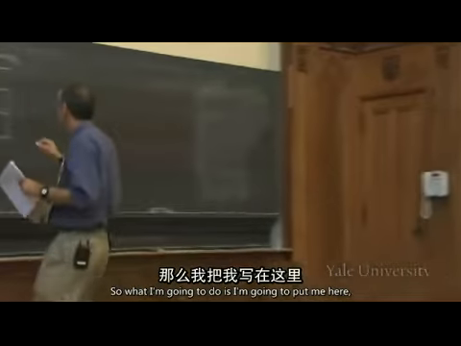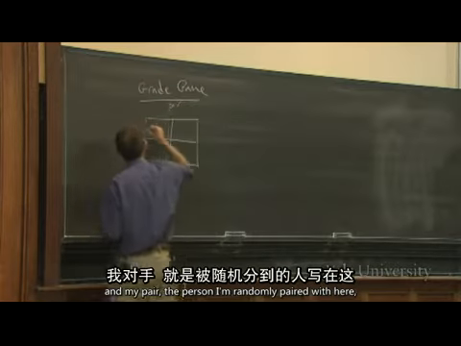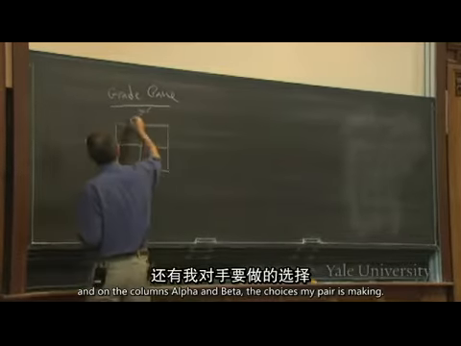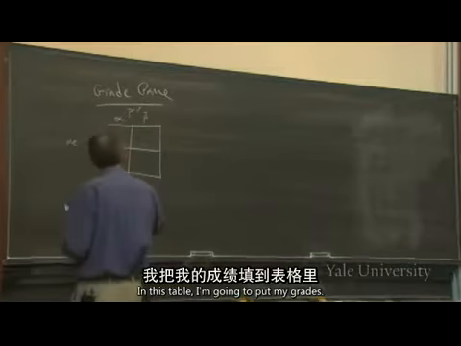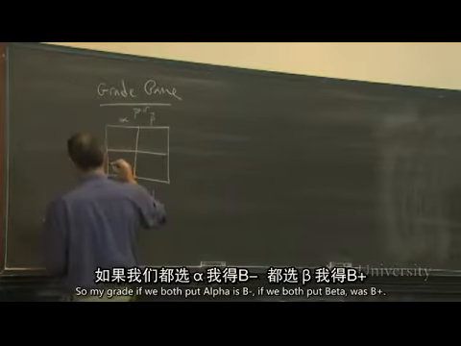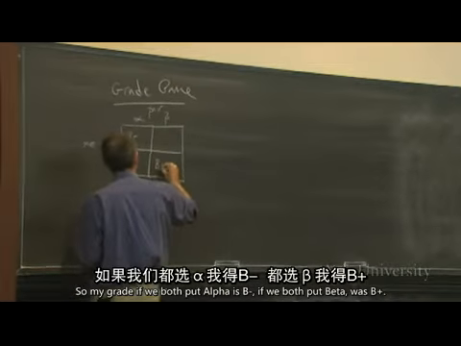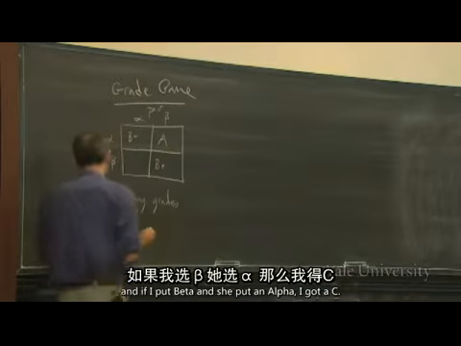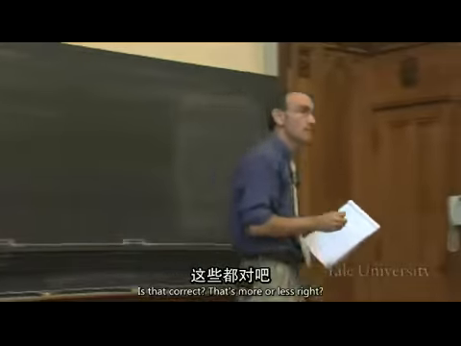Okay? So I'm going to put me here, and my pair, the person I'm randomly paired with, here, and alpha and beta, which are the choices I'm going to make, in the rows, and in the columns, alpha and beta, the choices my pair is making. And in this table, I'm going to put my grades. All right, so my grades, if we both put alpha, is B minus. If we both put beta, was B plus. If I put alpha and she put a beta, I got an A. And if I put beta and she put an alpha, I got a C. Is that correct? That's more or less right?